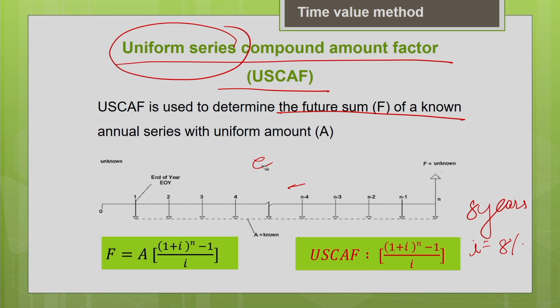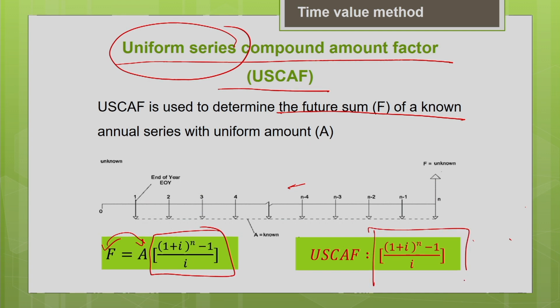So the series of investments or deposits is known. The future value of the series is unknown. That is what we are calculating. So F is made equivalent to A by this factor. This is a factor called the uniform series compound amount factor.